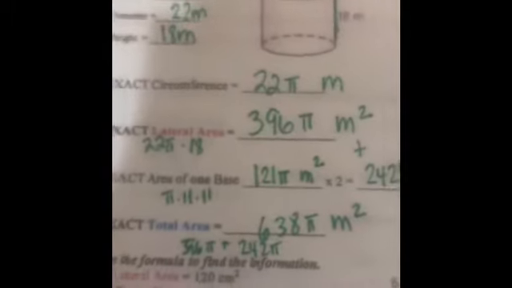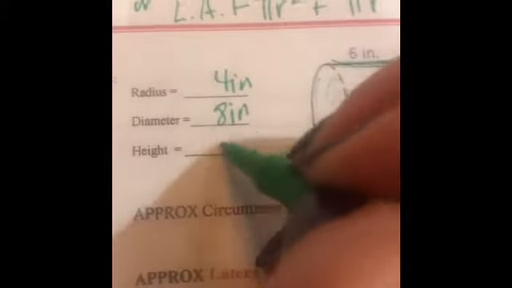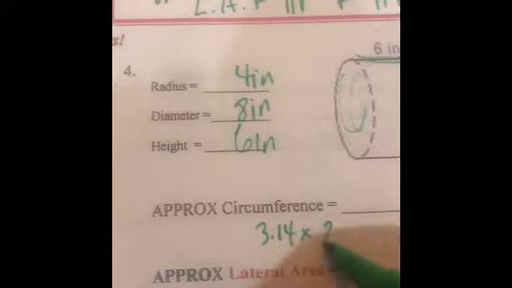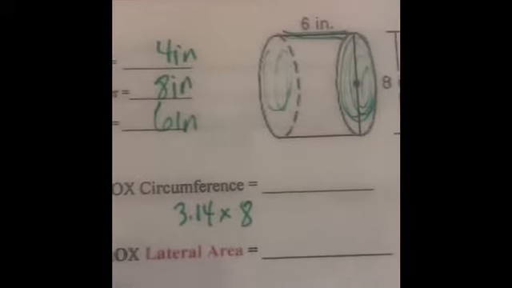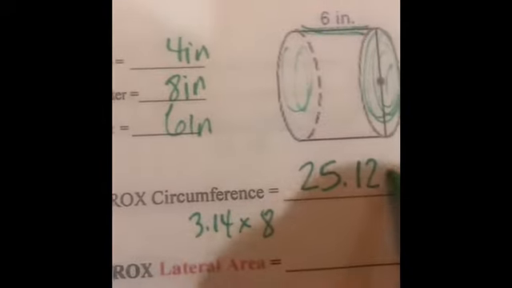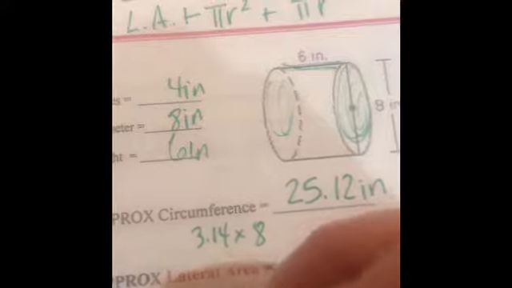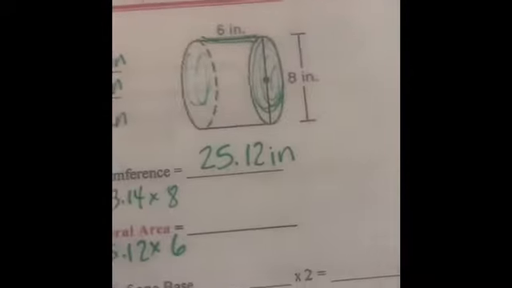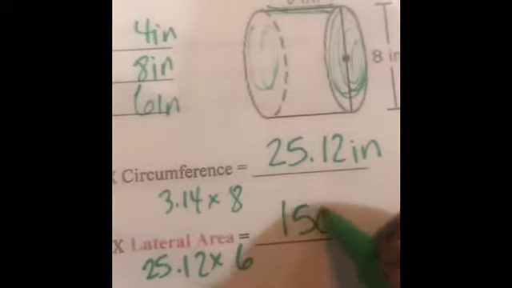And that's exact. If we come over here, we'll do approximate. So this is a sideways cylinder. There's our circle. Diameter looks like 8, making the radius 4. And the height connects the two circles, so the height is 6. Approximate circumference is pi times diameter, so 3.14 times 8, 25.12 inches. I'm going to take the circumference times the height for the lateral area, 150.72.